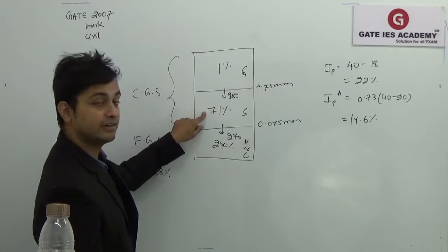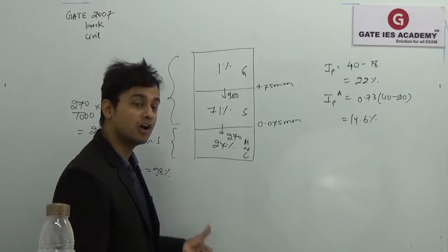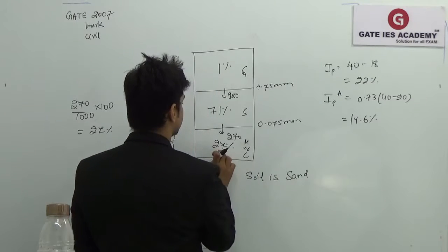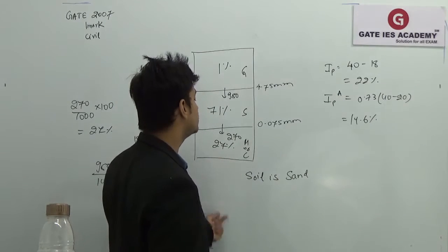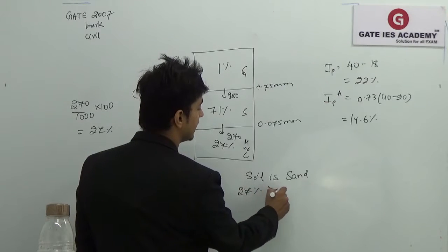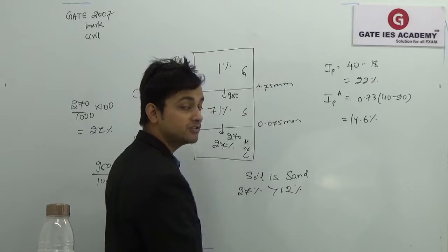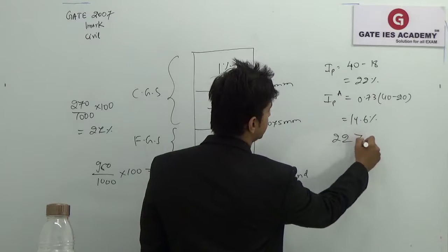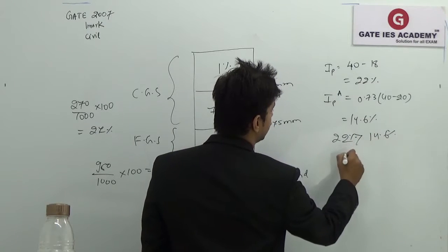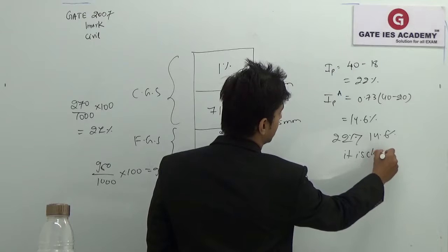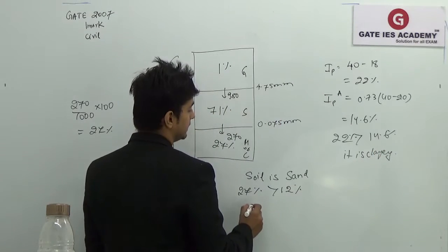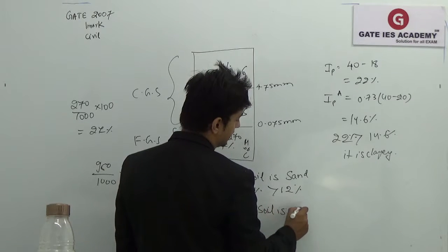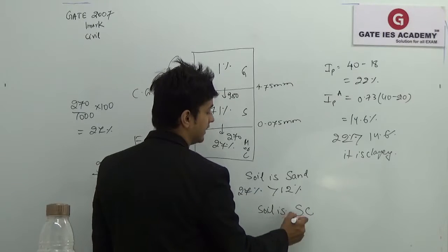Now, as you can see that the soil is a coarse fraction because 72% is greater than 0.075 mm, and after that, 71% is sand. Obviously, the soil is sand, but its fine fraction is also huge. It is 27%, which is greater than 12%. So it will be used in the nomenclature, and because the IP of 22% is greater than 14.6%, it is clayey. So it will be sand and it is also clay in nature. So the soil will be SC, clayey sand. This is very, very important.